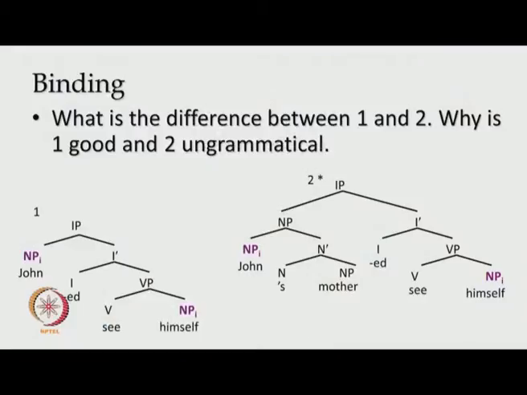Does A dominate B in 2? A, that is NP John, does not dominate NP himself. They are co-indexed, right? There is an antecedent, and even if we look at C-command, John does not dominate himself and himself does not dominate John. Clear? What's the second condition for C-command?